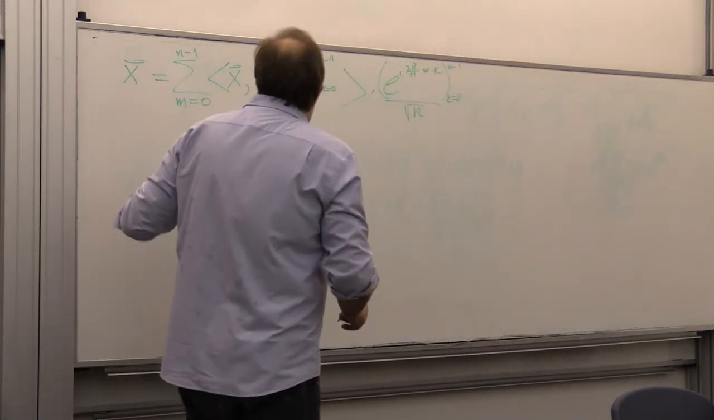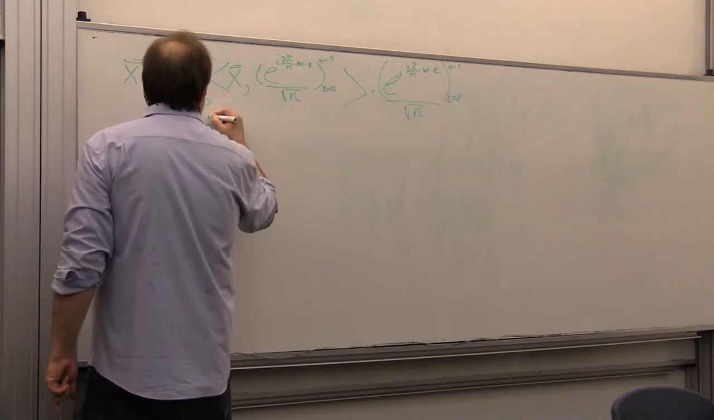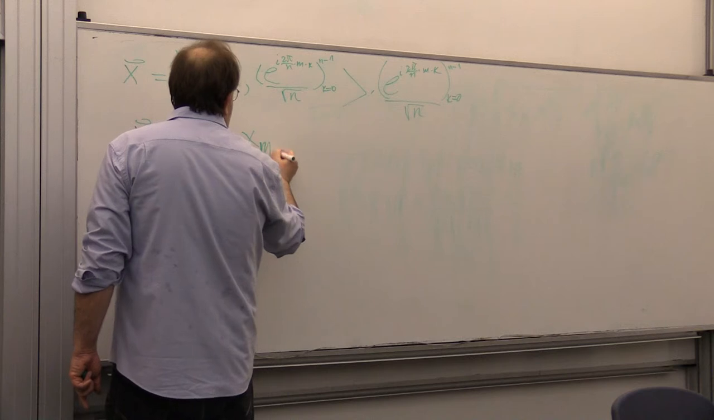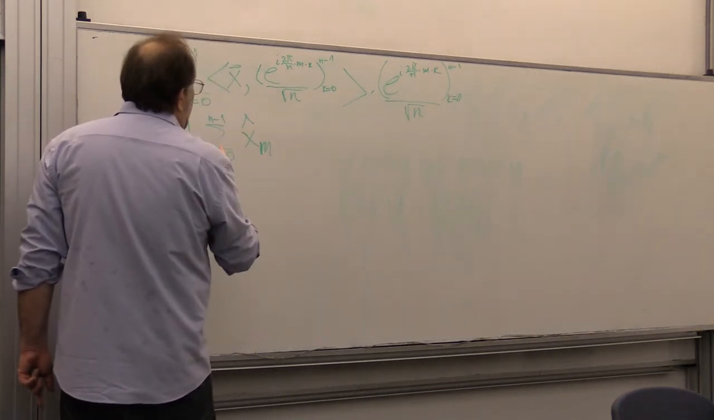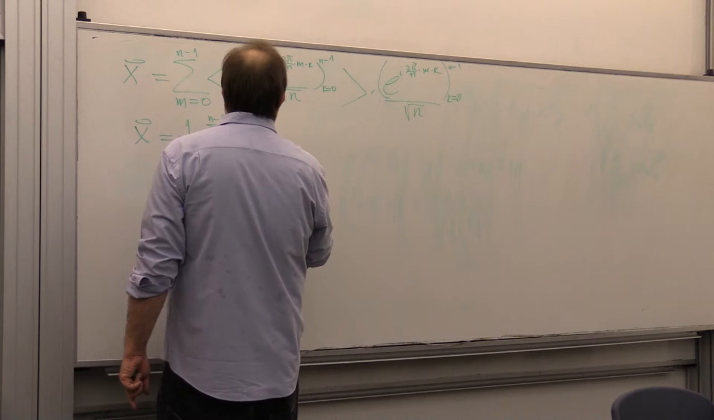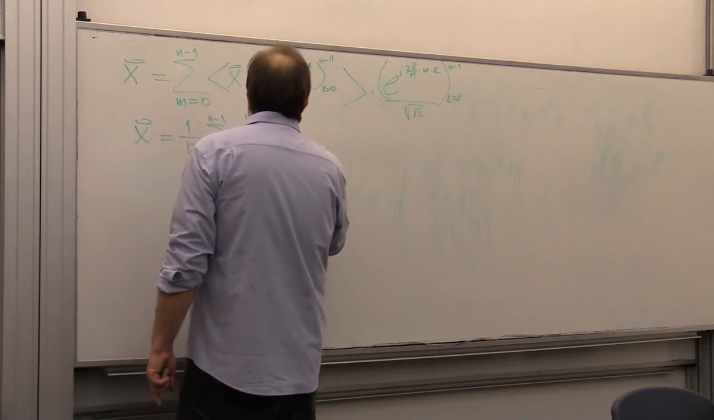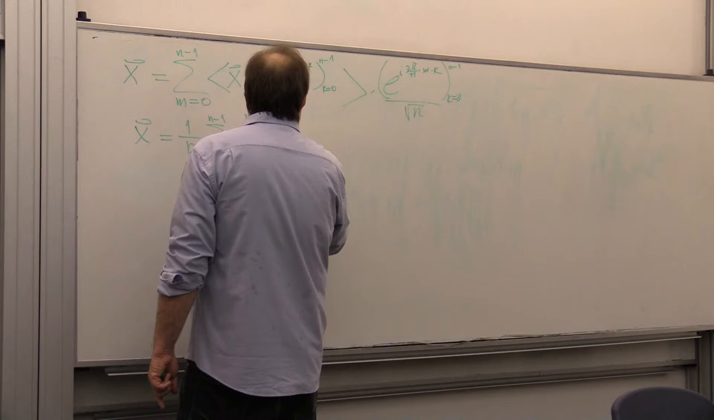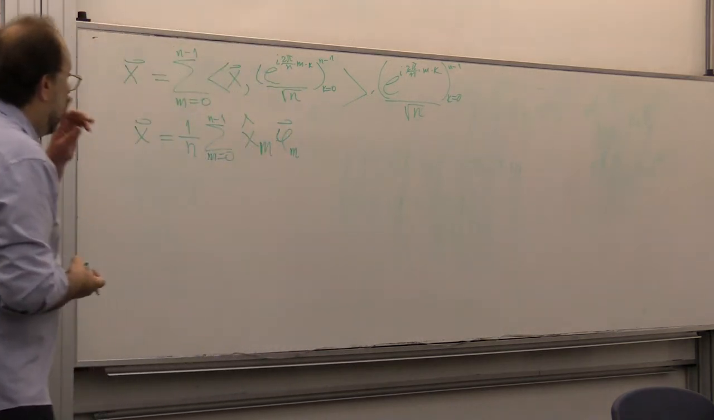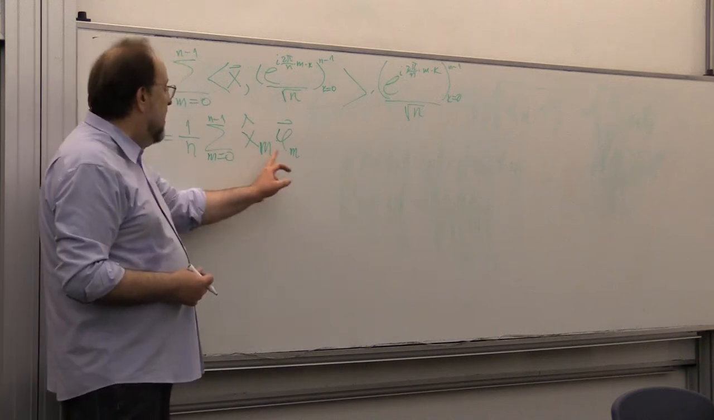You can pull it out and get that x is equal to 1 over n, the sum from m equals 0 to n minus 1. This here we call x m hat, times this, which we called phi. So the discrete Fourier transform is just the sequence, the coordinates of vector x in the new basis.